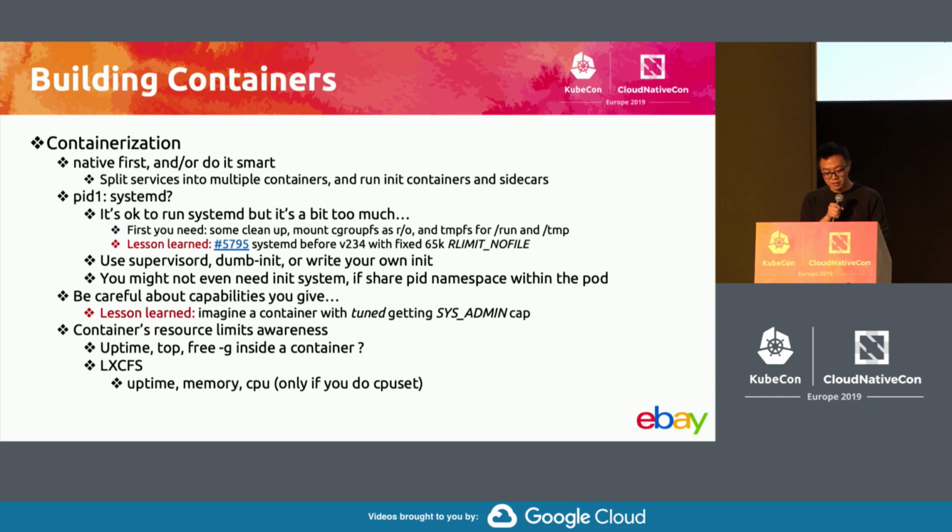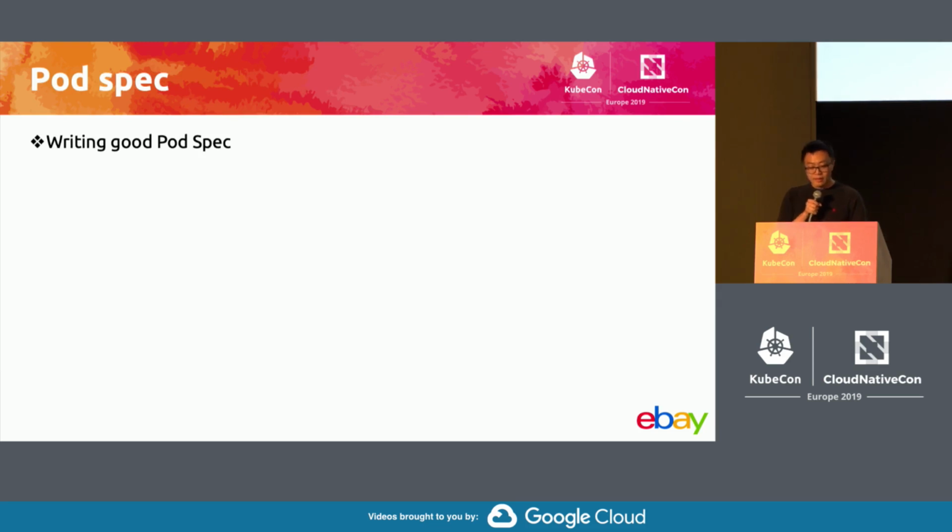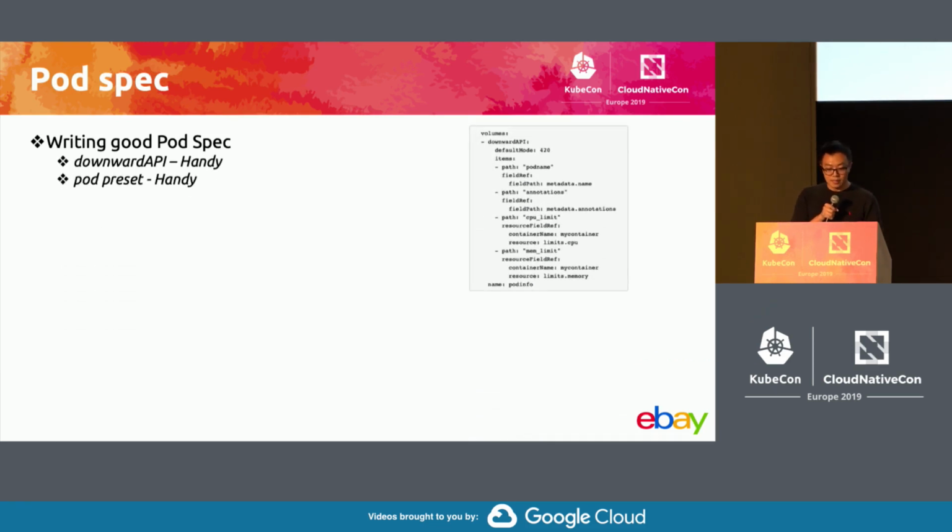Well, it's quite obvious. CPU share is hard to simulate and customize into the containers. And then the next one is writing good pod specs. We actually use a lot of downward APIs, pod presets, basically a lot of capabilities of Kubernetes to make it easy and make all those pods good Kubernetes citizens.